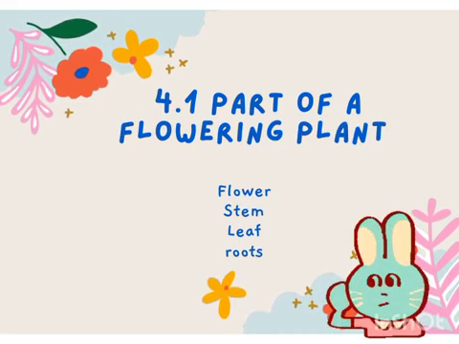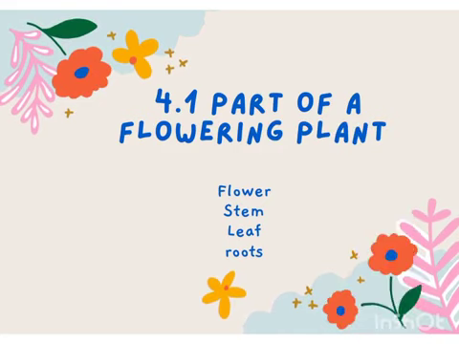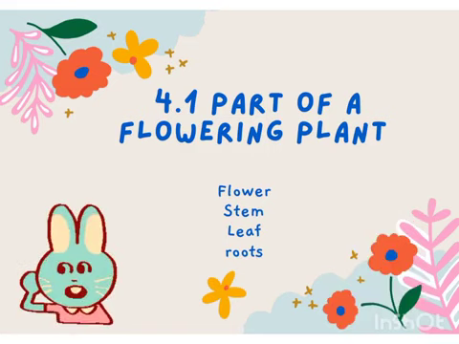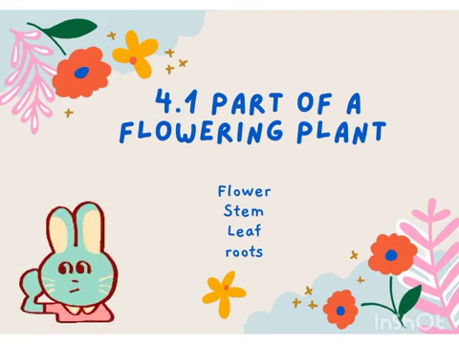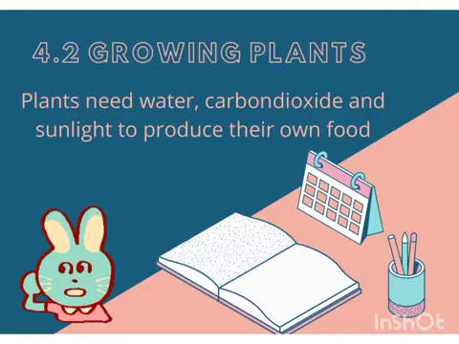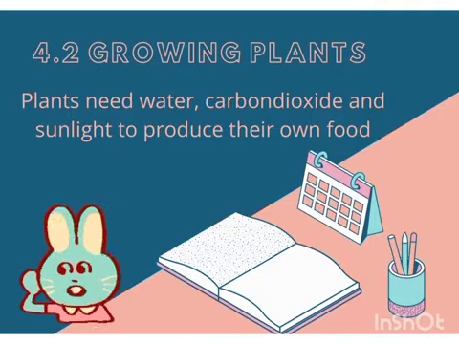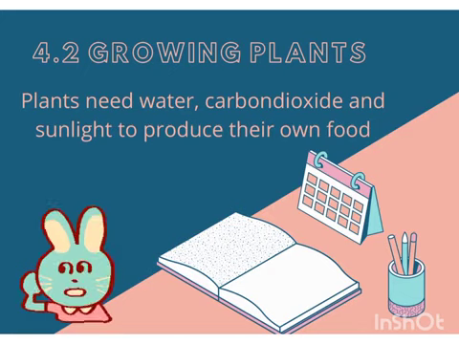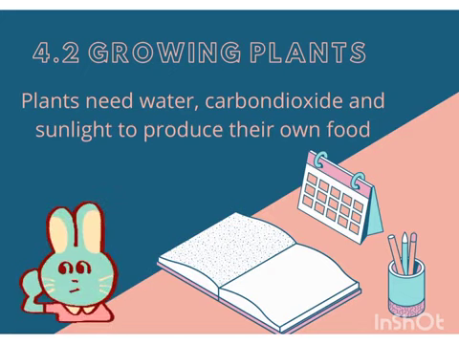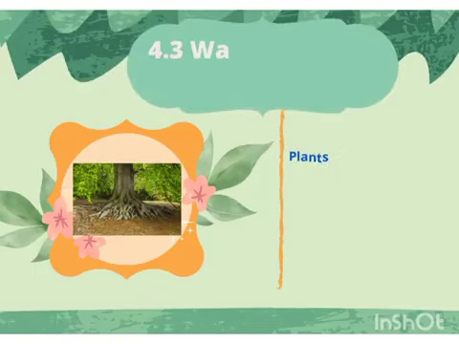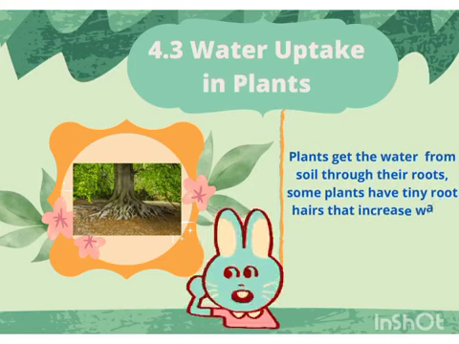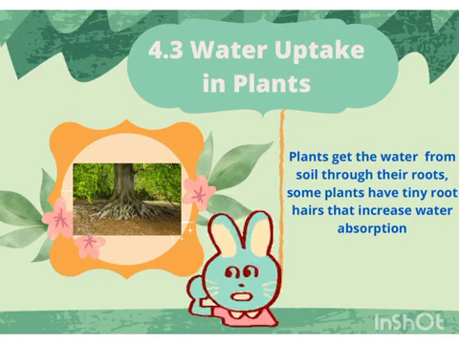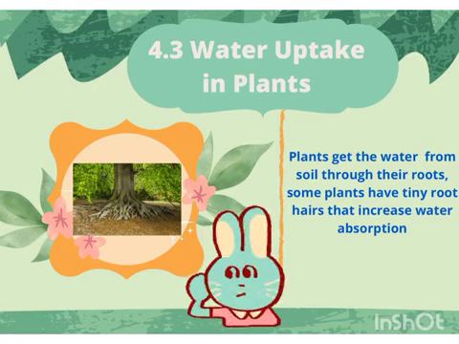The first subtopic in chapter 4, 4.1, is the parts of a flowering plant. We have flower, stem, leaf, and roots. The second, 4.2, growing plants. Plants need water, carbon dioxide, and sunlight to produce their own food. And the third, 4.3, water uptake in plants. Plants get water from the soil through their roots. Some plants have tiny root hairs that increase water absorption.